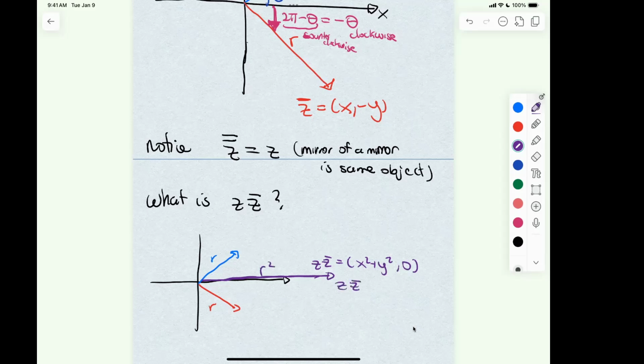So the way to write this in the usual notation is x squared plus y squared. That is the distance squared. The nice thing about the conjugate is that z times z bar is the distance squared of the point to the origin.